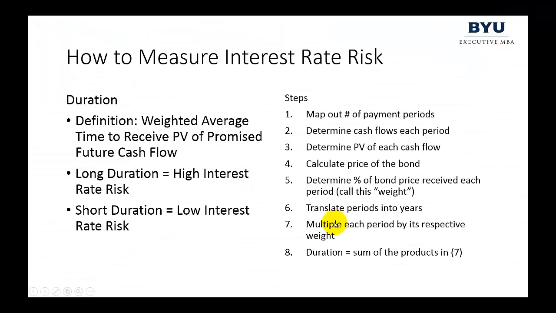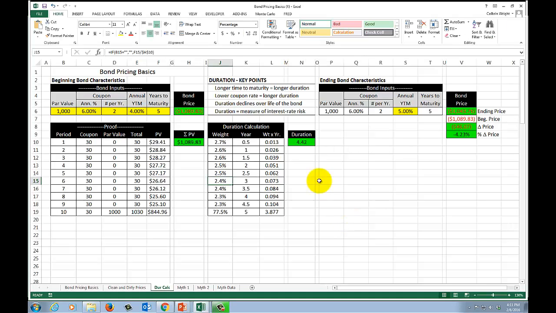Step number 7, check mark. Duration then is simply the sum of the products. What it tells you is the weighted average time that it takes to receive the cash flows from this bond in present value terms. It's a nice measure of the interest rate risk of a bond.